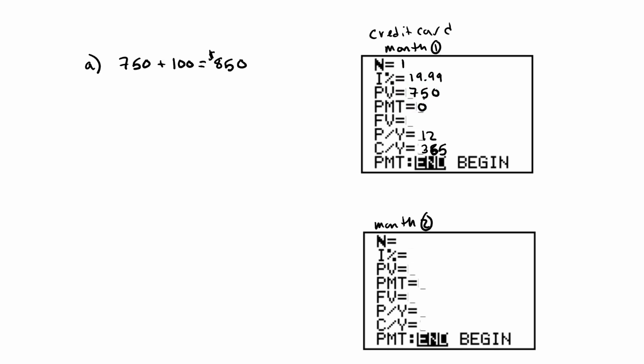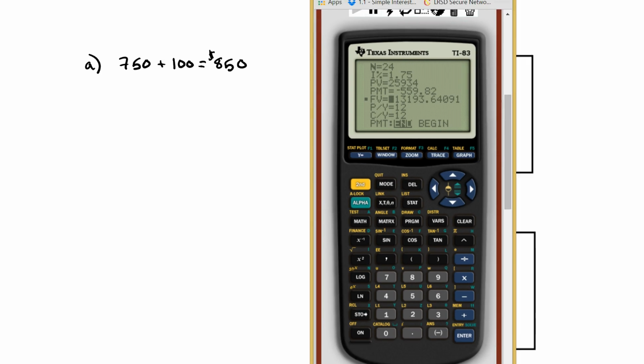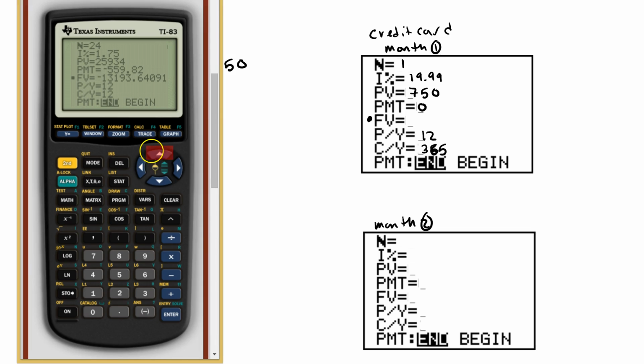We're not going to be making any payments on that specific one until the end. So at the end of one month, we haven't made any payment. So we're just going to solve for the future value to see what happens if it just sits there for a month. So I'm going to go up 1 month, 19.99. The present value is $750. We're not making any payments that first month, so we're just going to see how much interest it collects for that first month. The payments per year is 12 and 365 is my compounding periods per year. So what's my future value after it sits there for a month?